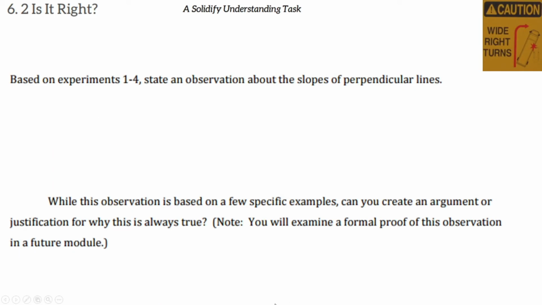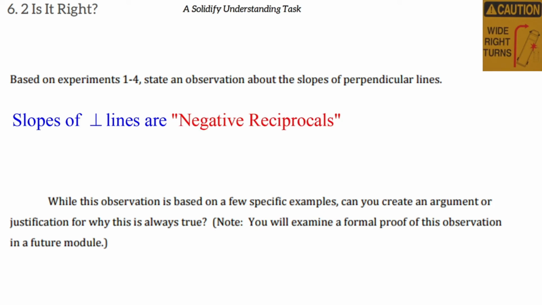Okay, now based on experiments 1 through 4, state an observation about the slopes of perpendicular lines. I think we have this. Slopes of perpendicular lines will always be negative reciprocals of one another. While this observation is based on a few examples, can you create an argument or justification for why this is always true? Note, you will examine a formal proof of this observation in the future module.